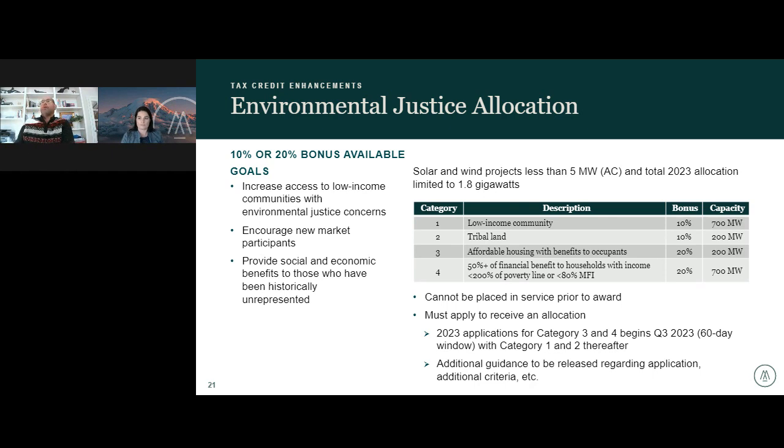There is a question that came in asking what is MFI, at item 8 on my slide. That's a great question, and that is median family income. So it's less than 200% of the poverty line, or households with less than 80% of the area median family income, which can be determined based on the census tract information.